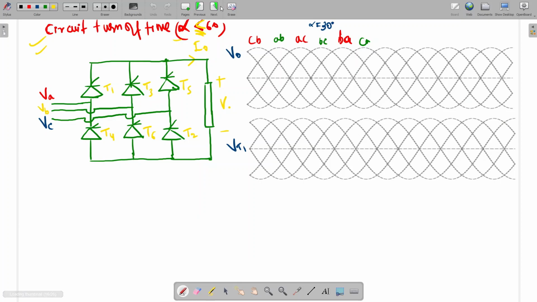Same thing I will explain for the three-phase rectifier circuit. First case is alpha less than or equal to 60 degrees. One case I am considering here, alpha is equal to 30 degrees.